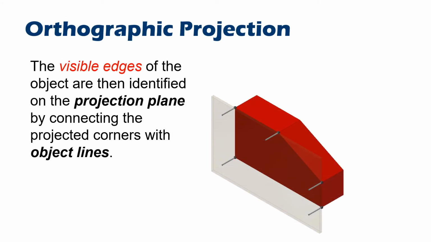The visible edges of the object. So that's what I outlined before. This is a visible edge. This is what we can see. Remember, we can't see the depth from this flat-on 90-degree view. We can't see what's going on back here. All we can see are the visible edges. And then they're identified on the projection plane by connecting the projected corners with object lines. So they're going to draw it like this. That's the purpose of those projection lines, is you're putting the points on the plane. And you get the outline like that. So that's your front view.